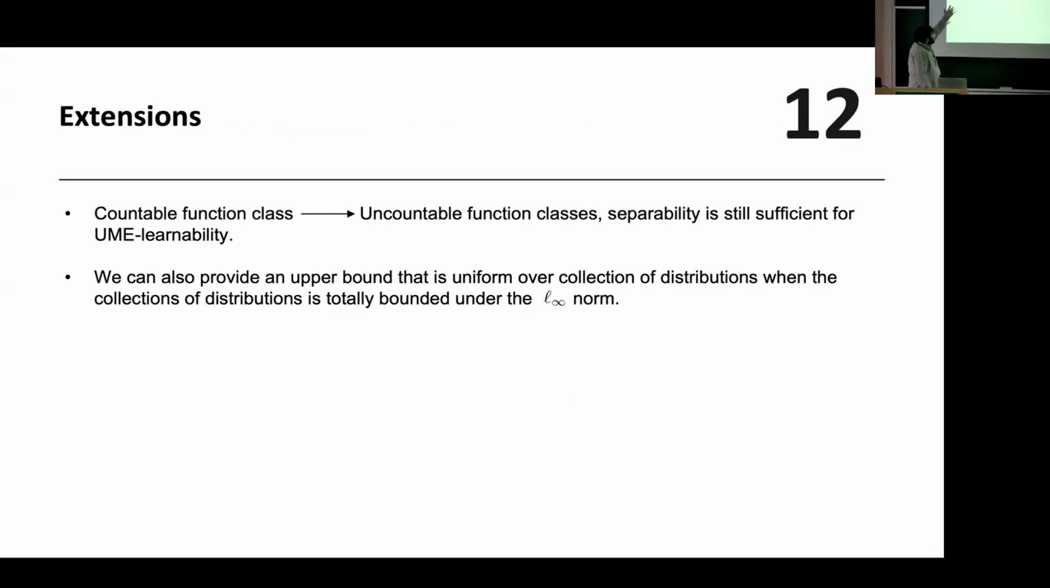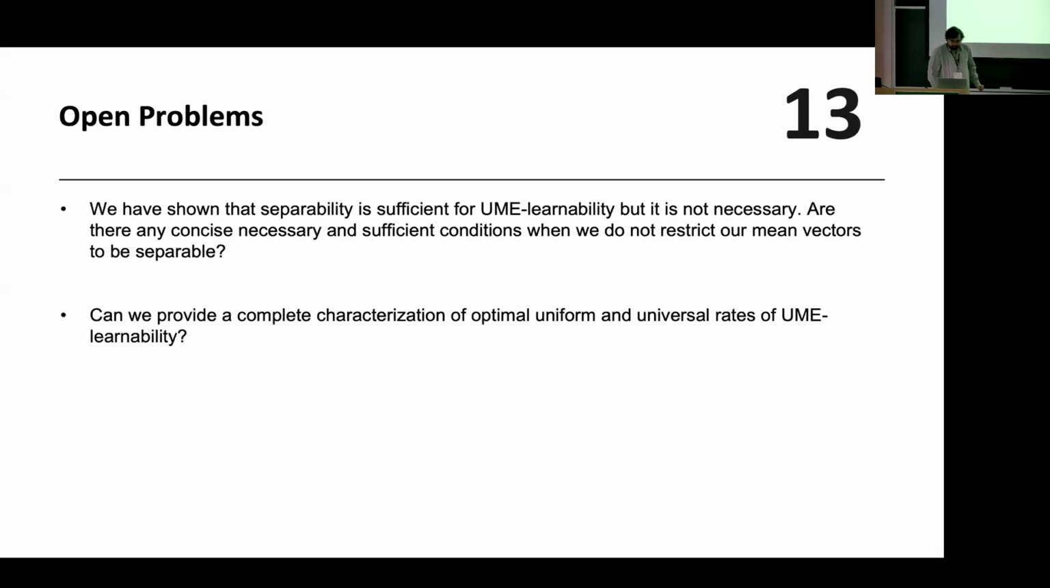Then we can also show, and if you remember the proofs that we had, we fix the distribution and then let n go to infinity. So it's not uniform over our collection, but we can also show certain bounds which are uniform over the concept class as well as the collection of distributions. But for that we need the collection of distributions to be totally bounded. That is, the epsilon covers need to be finite for every epsilon under the infinity norm.